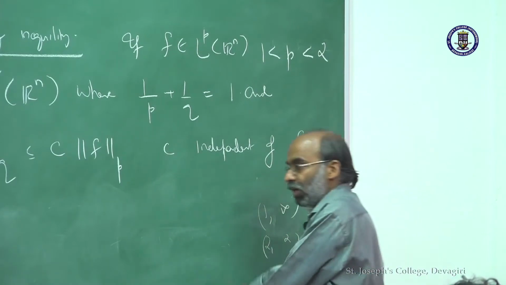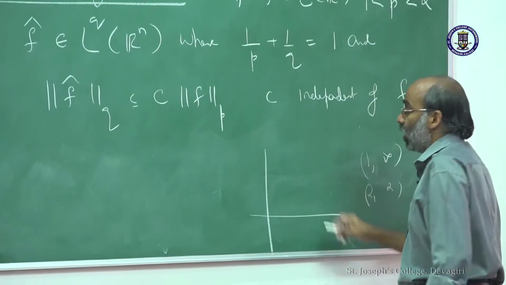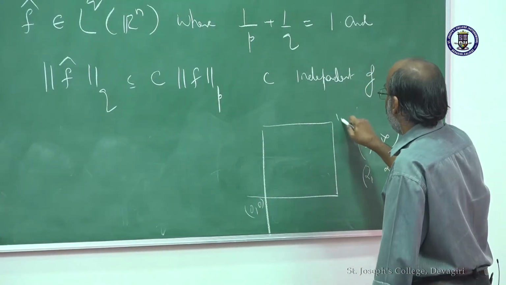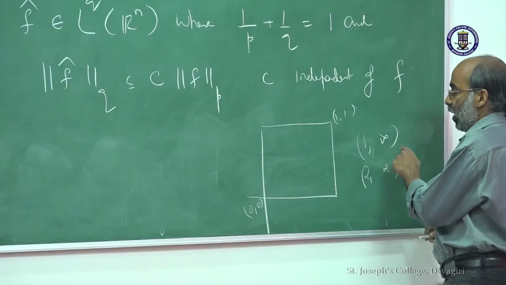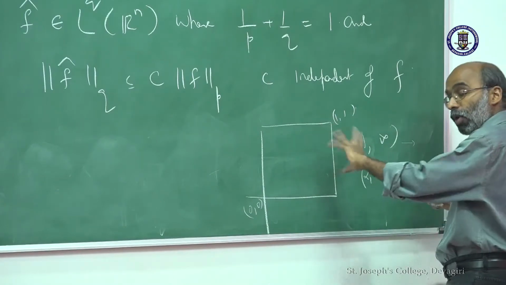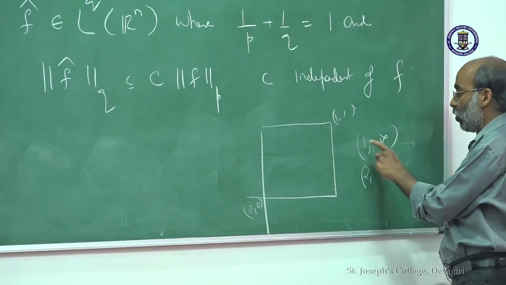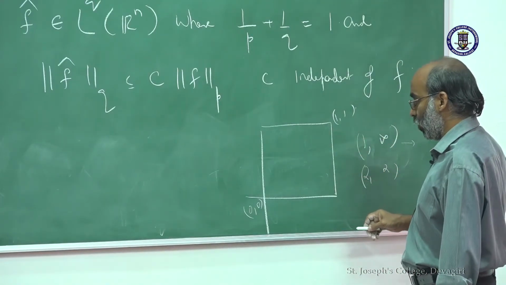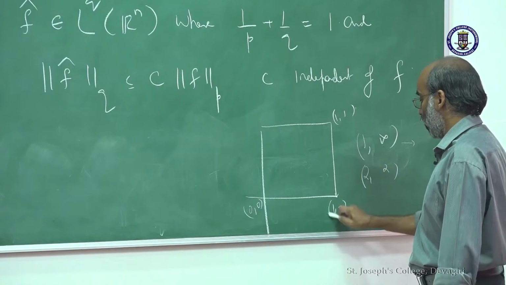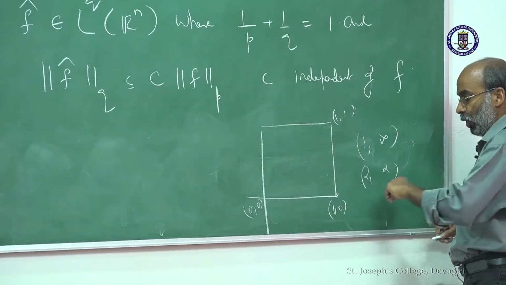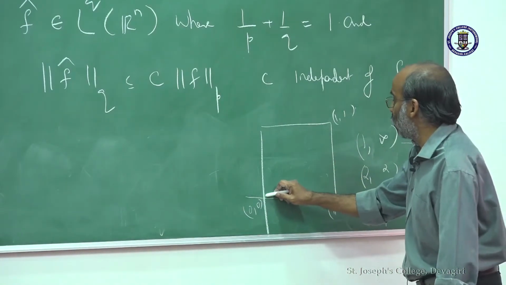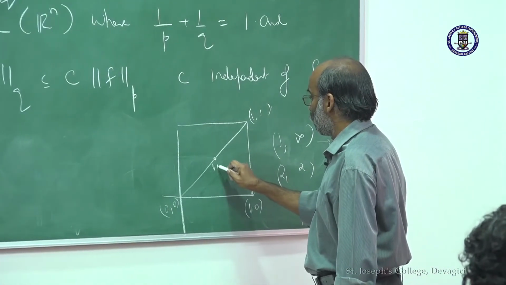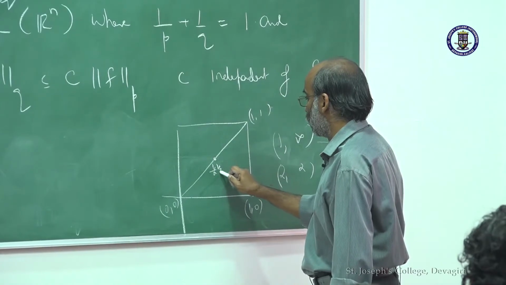So, let us try to understand what this is in our square. Okay. So, this is (0, 0) and (1, 1). Well, (1, infinity) will go to, here it is 1/p, 1/q. 1 goes to 1, infinity goes to 0. So, it is (1, 0). So, where is (1, 0)? Here, right, (1, 0). (2, 2), where is (2, 2)? Well, that will be (1/2, 1/2), right. So, you look at the diagonal and you look at (1/2, 1/2).